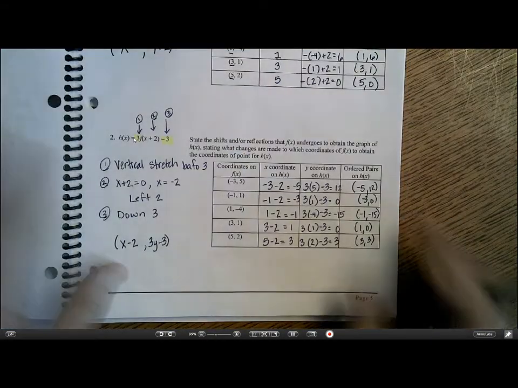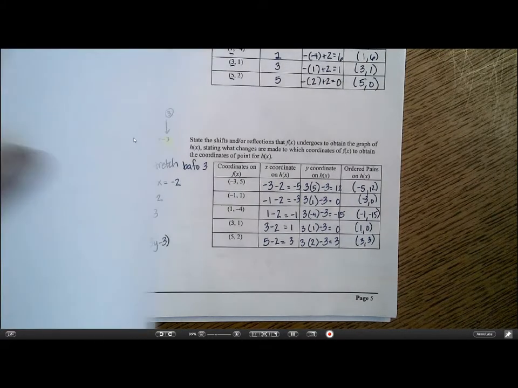And then now we're going to day 2 notes.